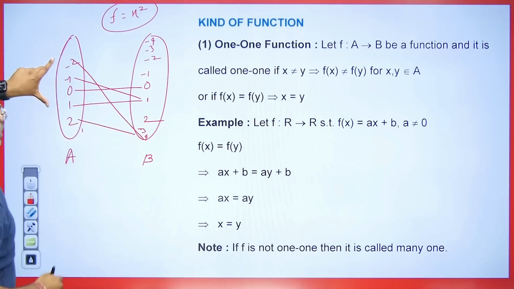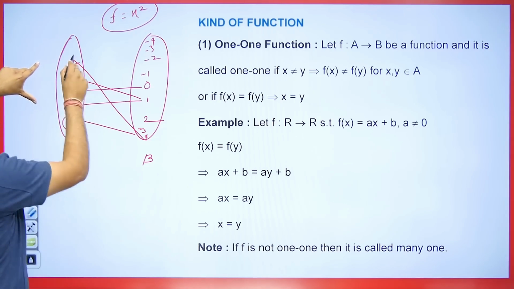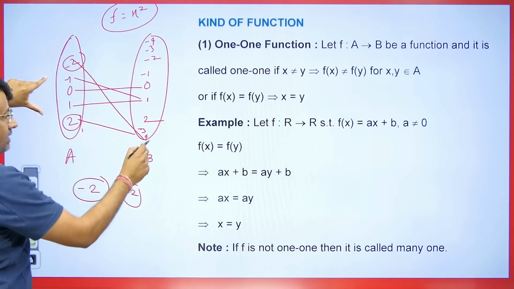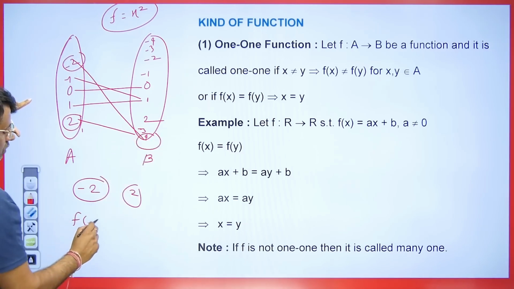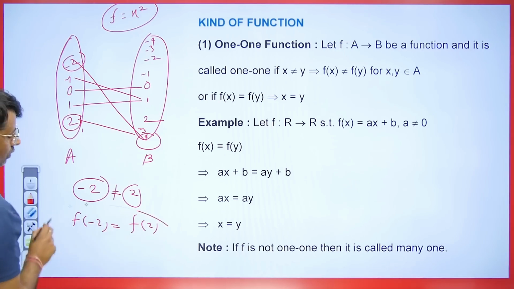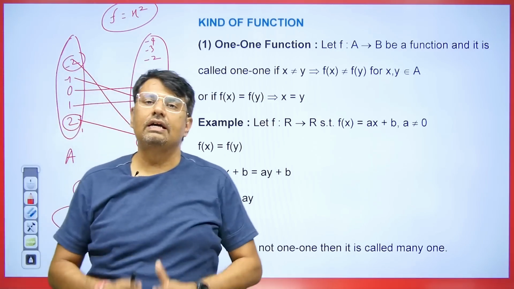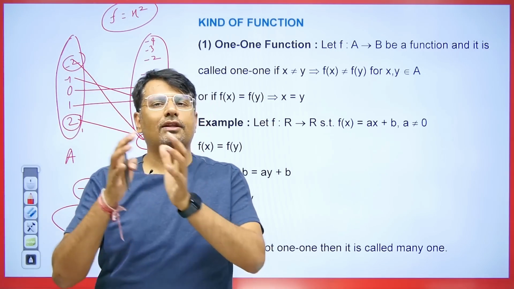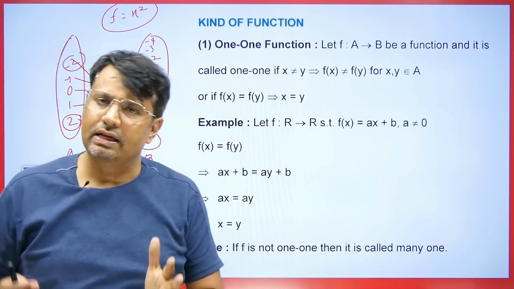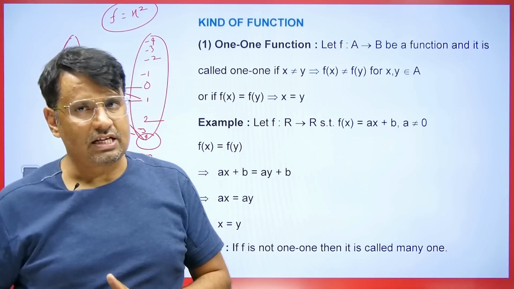So listen, there are two elements here. See here, 2 and -2. Both are different elements, but their images are same. It means value of f(-2) and value of f(2) is equal. So these two are not equal, but these two are equal. So that means this is not a one-one function. For a function to be one-one, if these two are different, then in that case, their image must also be different. So this is the concept, right?